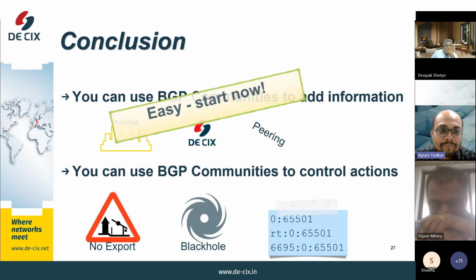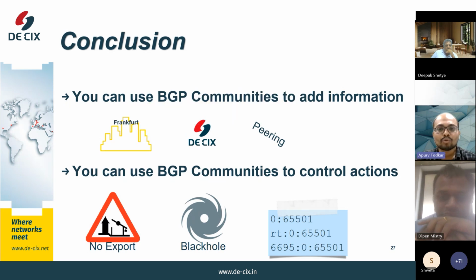So here's a summary. BGP communities can be used to add extra details to your prefixes such as their origin, their logical information, and this makes your prefixes easier to understand. Then you have the controlling actions that come with it. BGP communities can also direct your routers on what to do with the prefixes, deciding which ones to announce and which ones not to be announced.